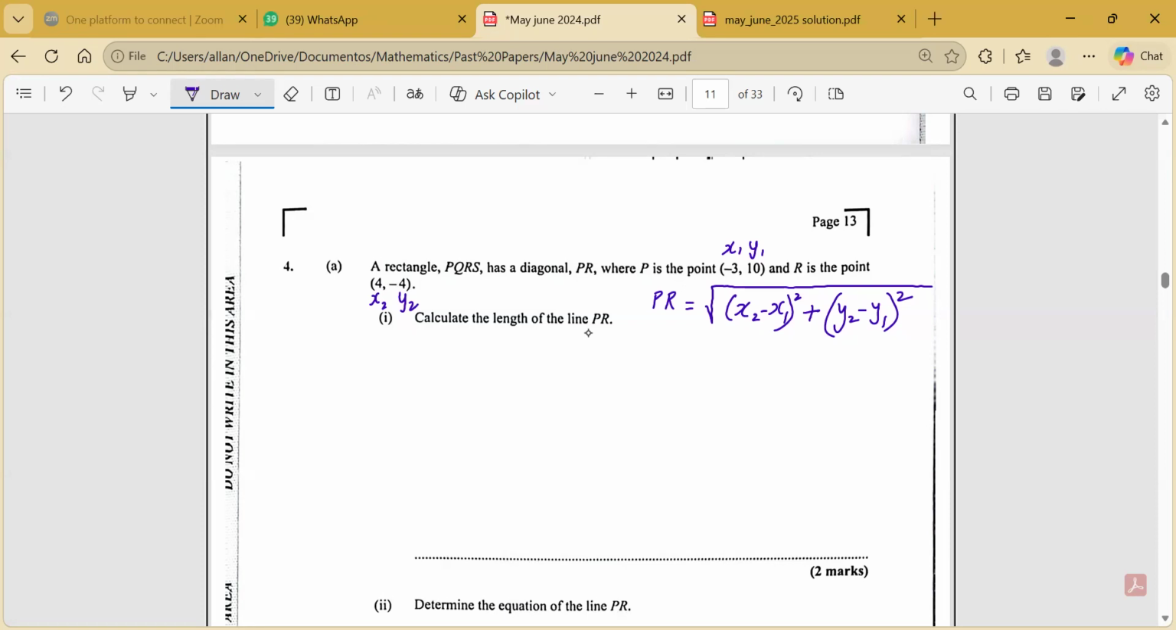So, length of a line is actually Pythagoras theorem, starting with the x. x2 minus x1 squared, plus y2 minus y1 squared. Right? Give me an answer when you have it.